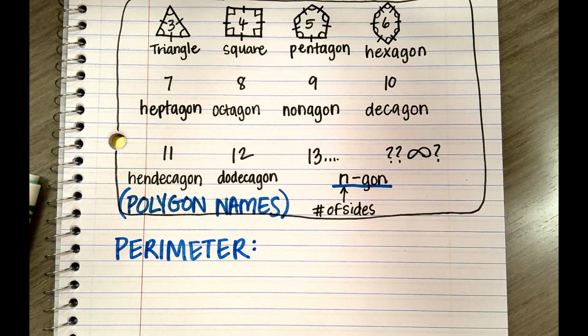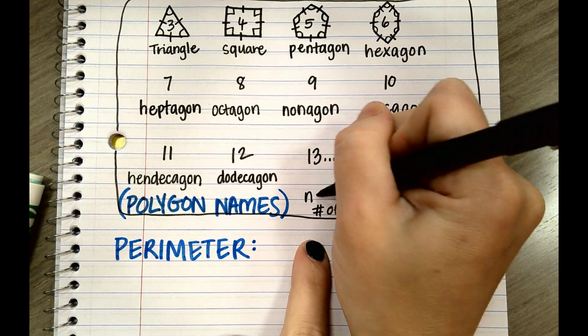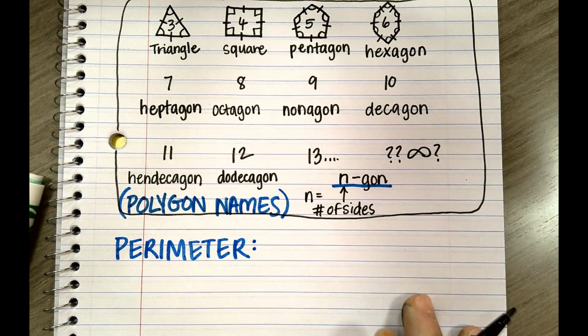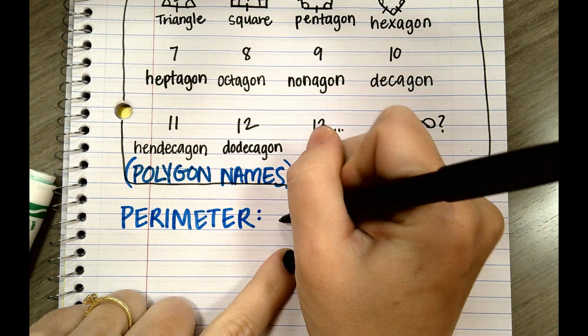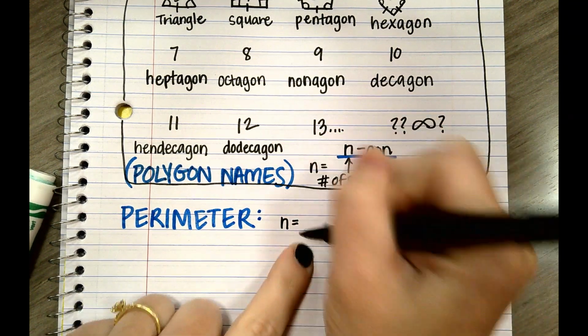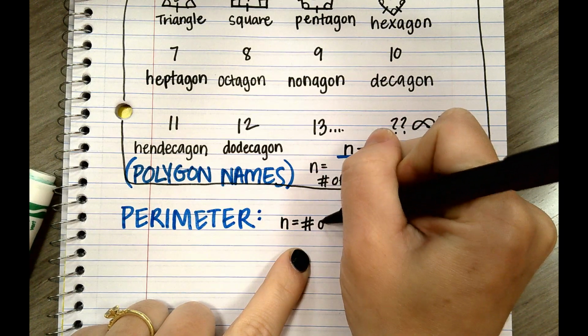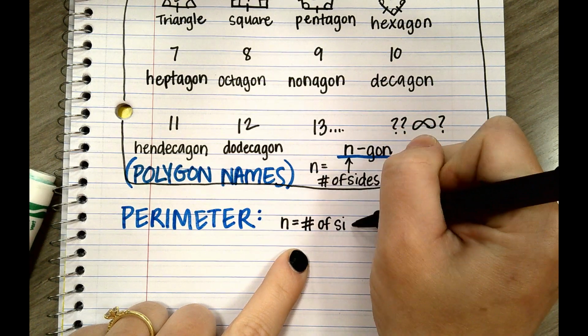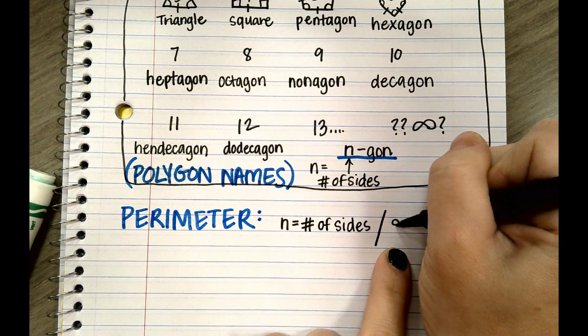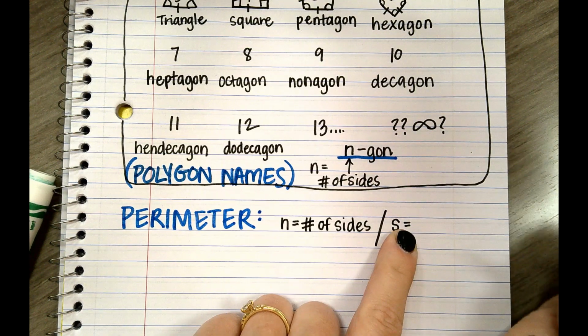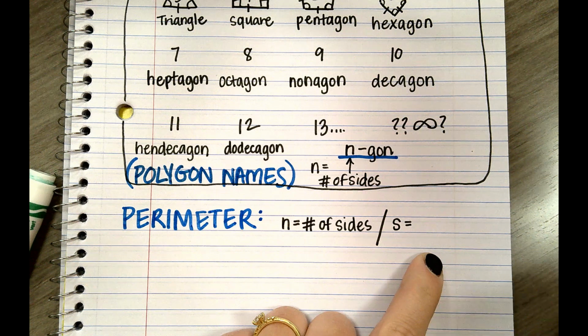Okay. So a simple formula for perimeter. Remember, n means number of sides. Let's relabel that: n equals number of sides, and s is going to equal the side length.